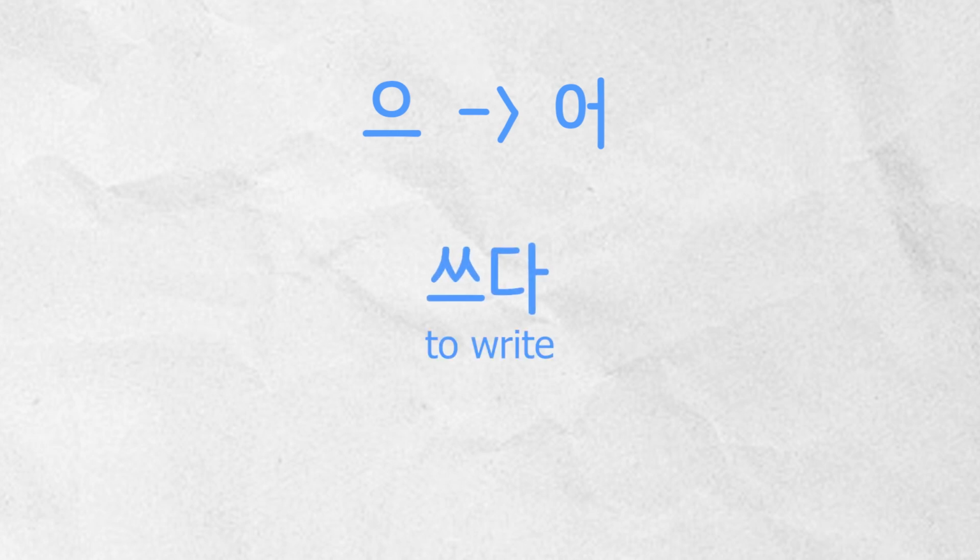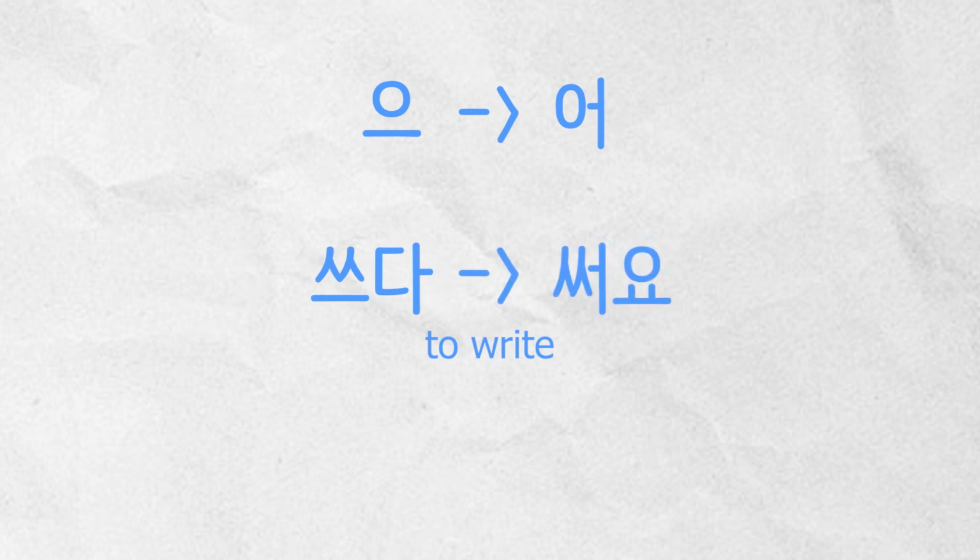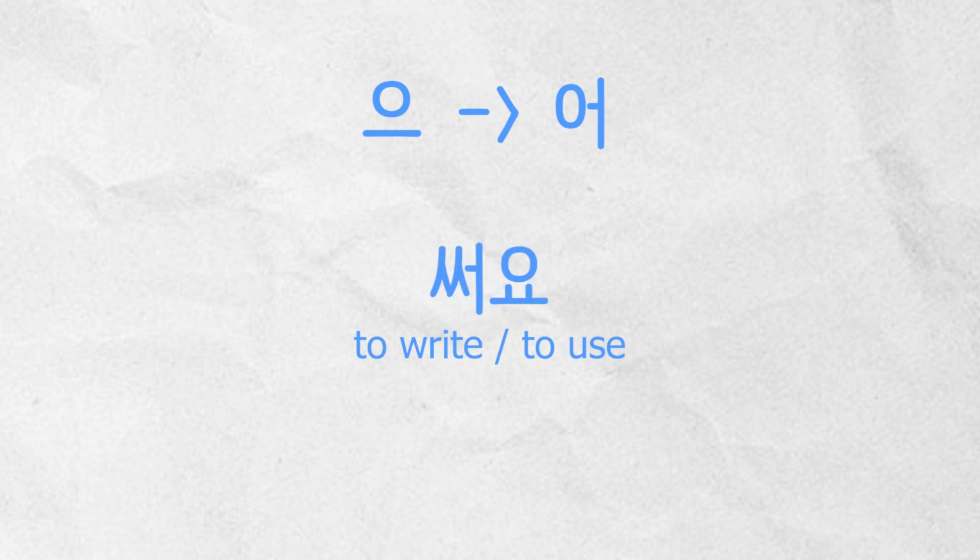Next one is the 으 ending. If the verb ends with 으, it is actually a little bit different. It changes shape. So 쓰다, for example, to write. 쓰다, 써요. That's the conjugation. Very simple. You just need to remember that 으 just disappears, all right? And what about the 이 ending?